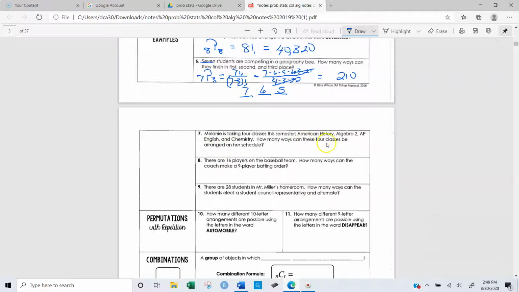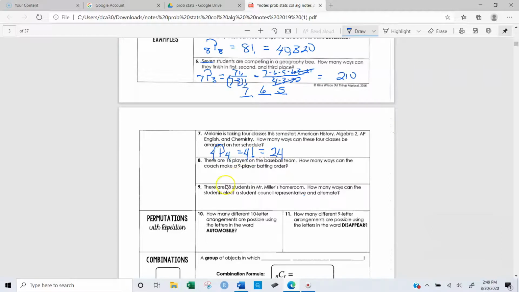Okay, it says 4 classes. How many ways can they be arranged? So I'm doing 4 classes. She has to take all 4. So this is just the 4 factorial, or the shortcut, which is 24 different schedules she can have.